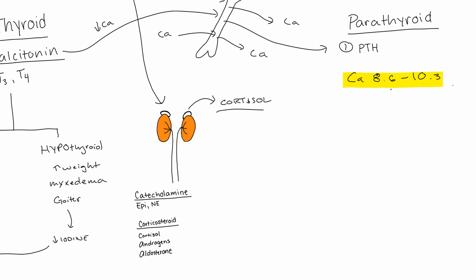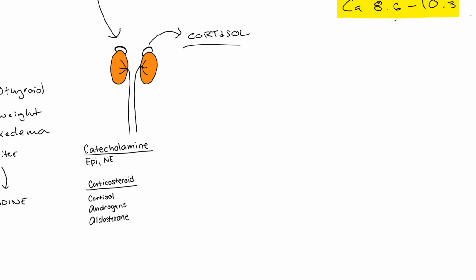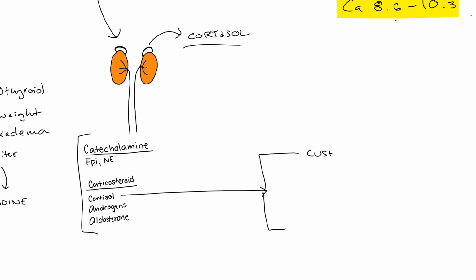So lastly, we're going to talk about cortisol, which is that stress hormone, and it can be associated with other conditions. Cortisol is a corticosteroid, so it can equate to two different things. One of them is Cushing's, which is a very, very high cortisol, and Addison's disease, which is the other, which is a very low cortisol.